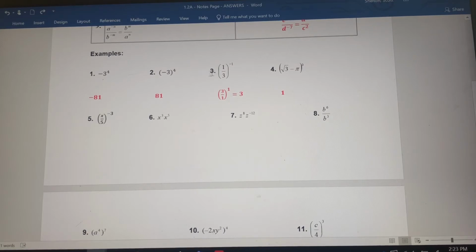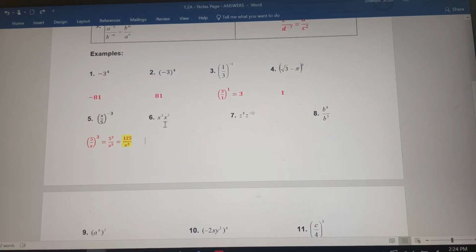Number 5 is a lot like number 3 here. There's just a little extra step that we have to do at the end. So I want to flip the x over 5, make it 5 over x. The exponent changes from negative to positive. Now I've got a quotient raised to a power, so each part of this quotient has to be raised to the 3rd power, so 5 cubed over x cubed. And I can simplify that. If I can, I need to, so it's going to be 125 over x cubed. So the answer is highlighted there.